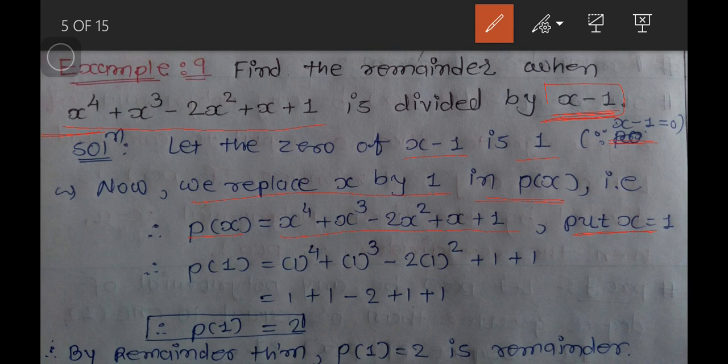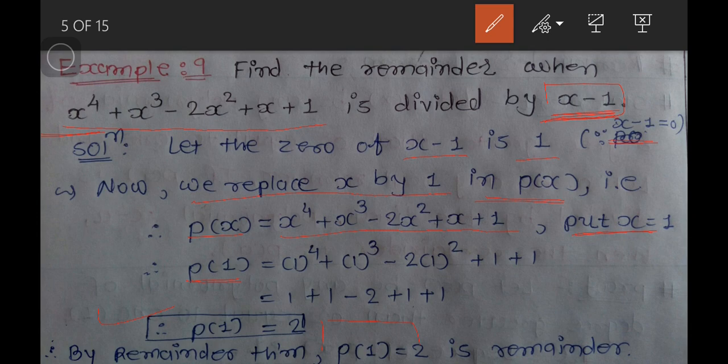So it gives p of 1 is equal to 1 raised to 4 plus 1 cube minus 2 into 1 raised to 2 plus 1 plus 1. At last we evaluate, then we get p of 1 is equal to 2, and it is the remainder. By the remainder theorem, p of 1 is equal to 2 is our remainder. So by this method you can find the remainder of any polynomial when it is divided by a linear polynomial.